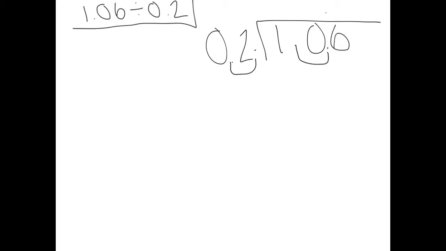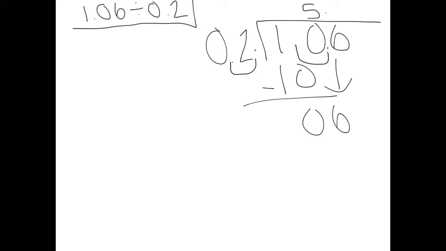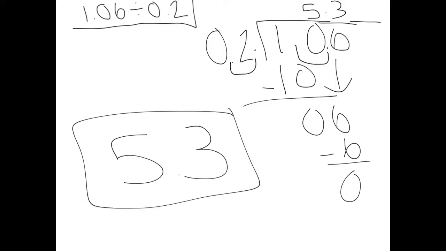So 2 can go into 10. Well, 2 can go into 1 0 times, but 2 can go into 10 5 times, which comes out even. And then we bring down the 6. 2 can go into 6 3 times. It comes out even. So our answer would be 5.3.